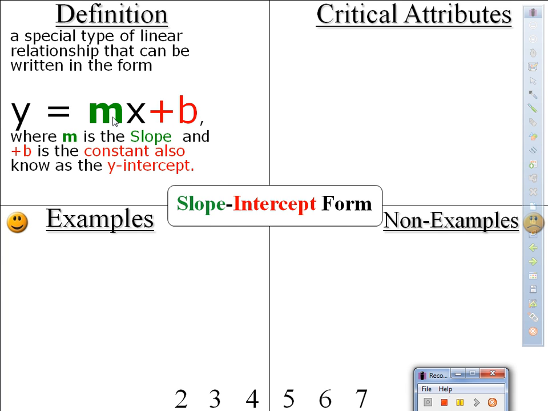Once again, slope-intercept form is y equals mx plus b. Tell your neighbor the slope-intercept form.